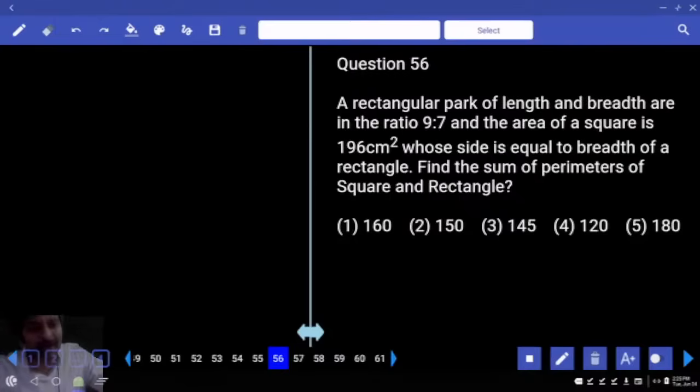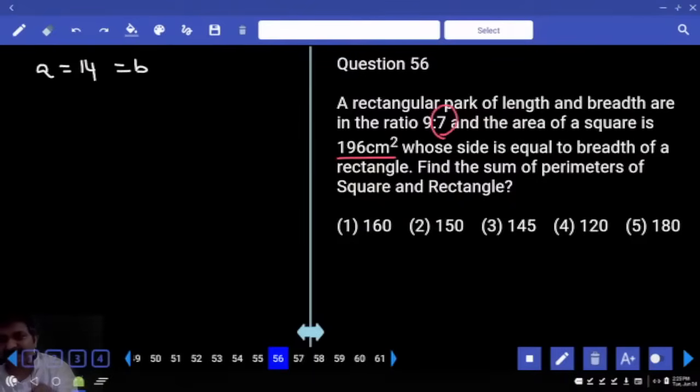A rectangular plot of a park, with length and breadth in the ratio 9:7. The area of the square is 196 square centimeters, whose side is equal to the breadth of the rectangle. So the side of the square is equal to 14, which is equal to the breadth. Breadth is 7 parts. If 7 parts is 14, 1 part is 2. Length is 9 parts, that will be 18. Find the sum of the perimeters of the square and the rectangle.